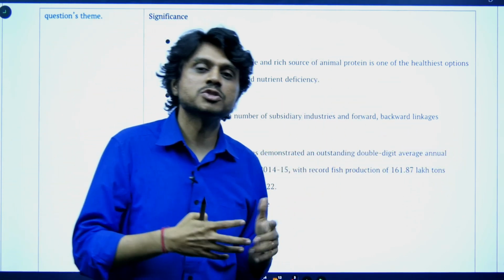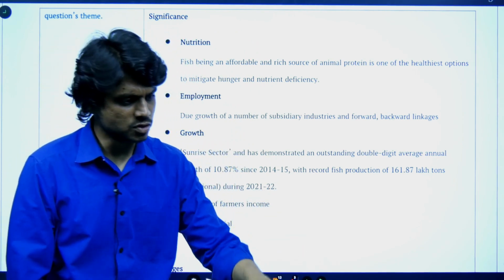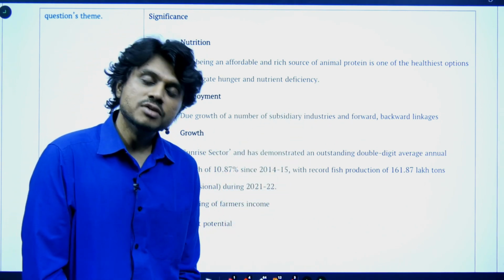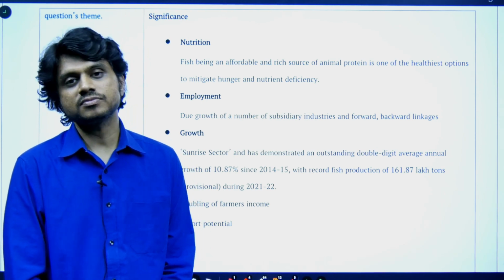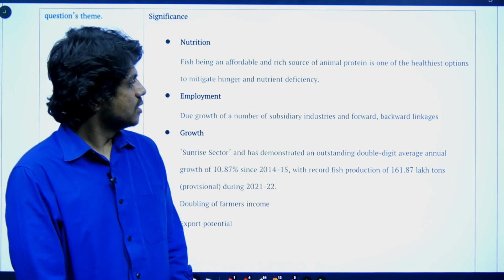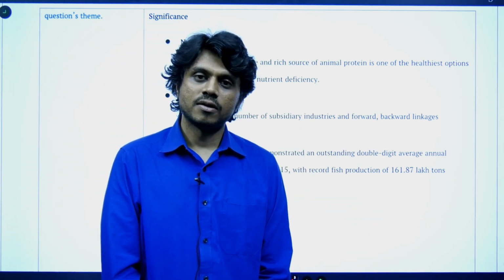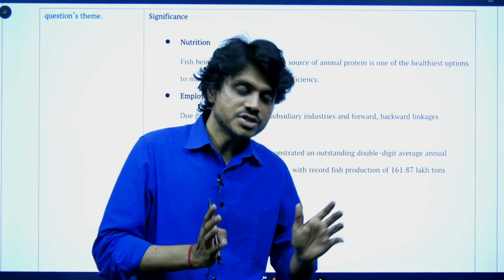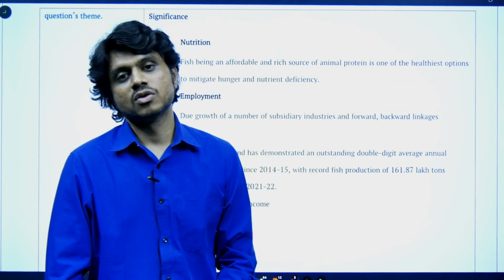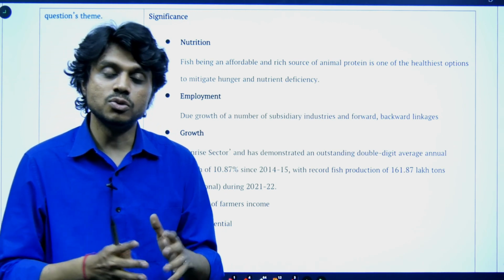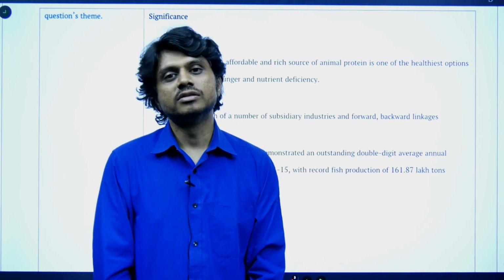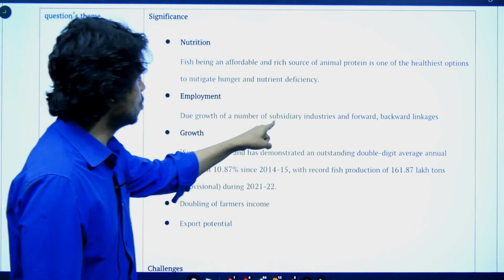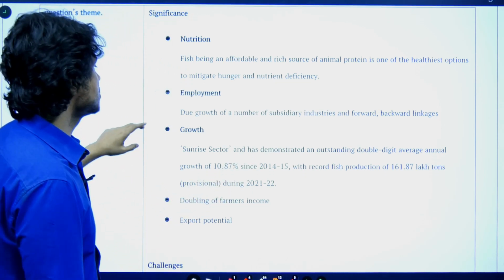the fisheries industry as a whole, where the government is promoting investment in terms of cold storages, roads, boats, early warning systems, and technology upgradation. So all these things can promote additional employment along with GDP. Let's say this fisheries industry is able to export more fish, and this will help us expand our scope, expand our industry. So new investment and new generation of employment will happen, right? So employment due to growth of a number of subsidiary industries with forward and backward linkages, and growth can happen.